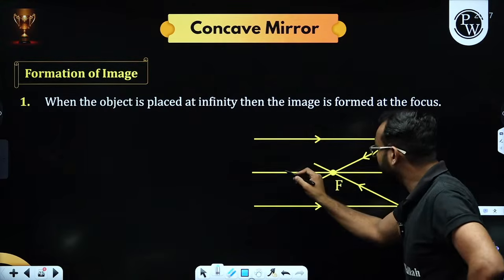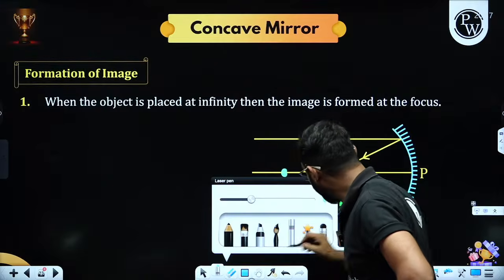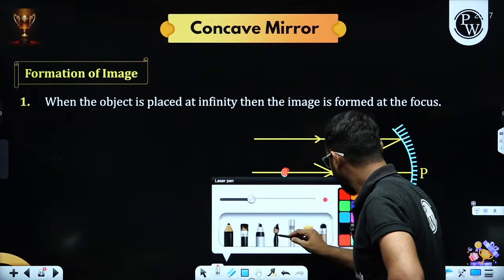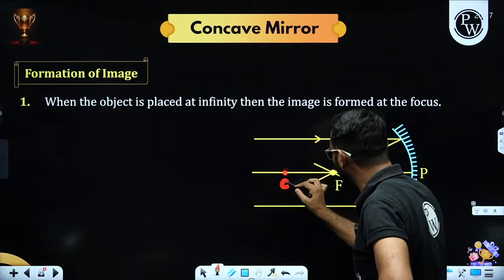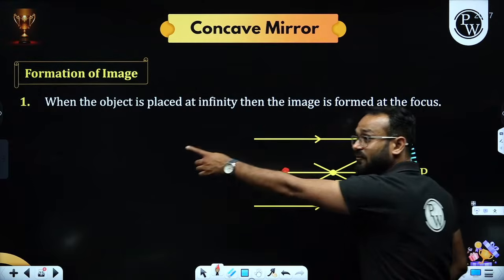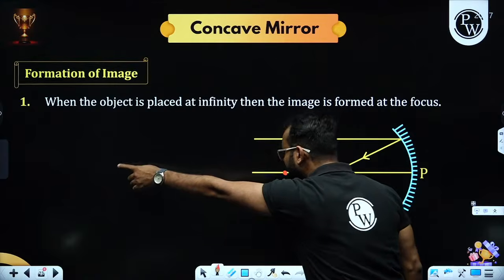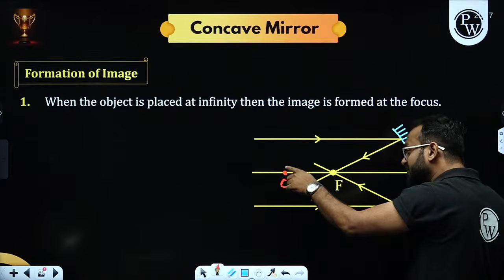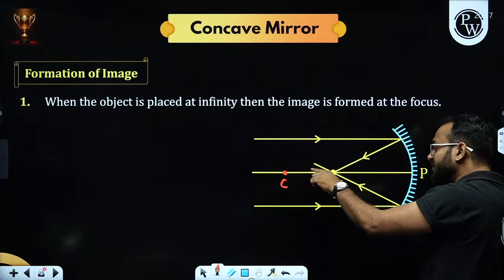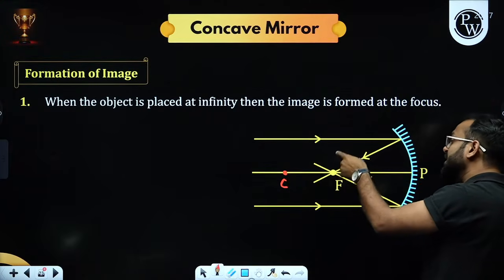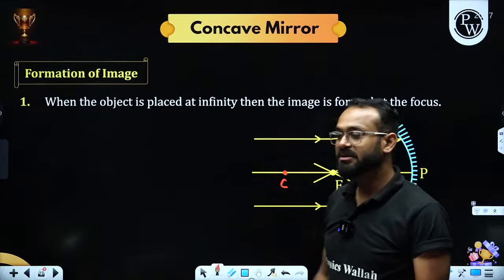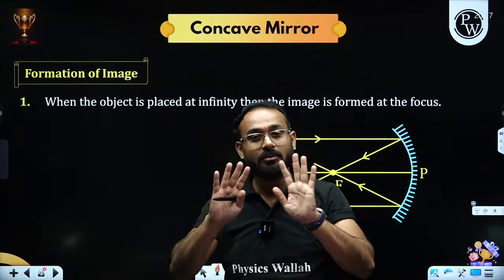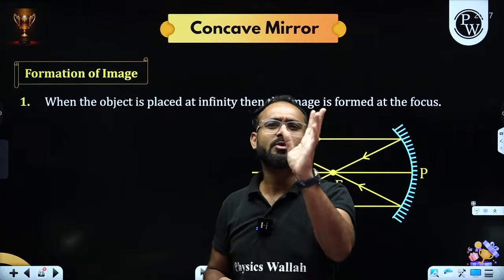At the center of curvature, consider here there will be a center of curvature, yes or no? It will be a center of curvature at this point, yes. So first of all, I will be taking object at infinity, then object beyond center of curvature, then at center of curvature, then between center of curvature and focus, then at focus, then between P and F. These are the six cases. No problem. One by one, we are going to discuss.